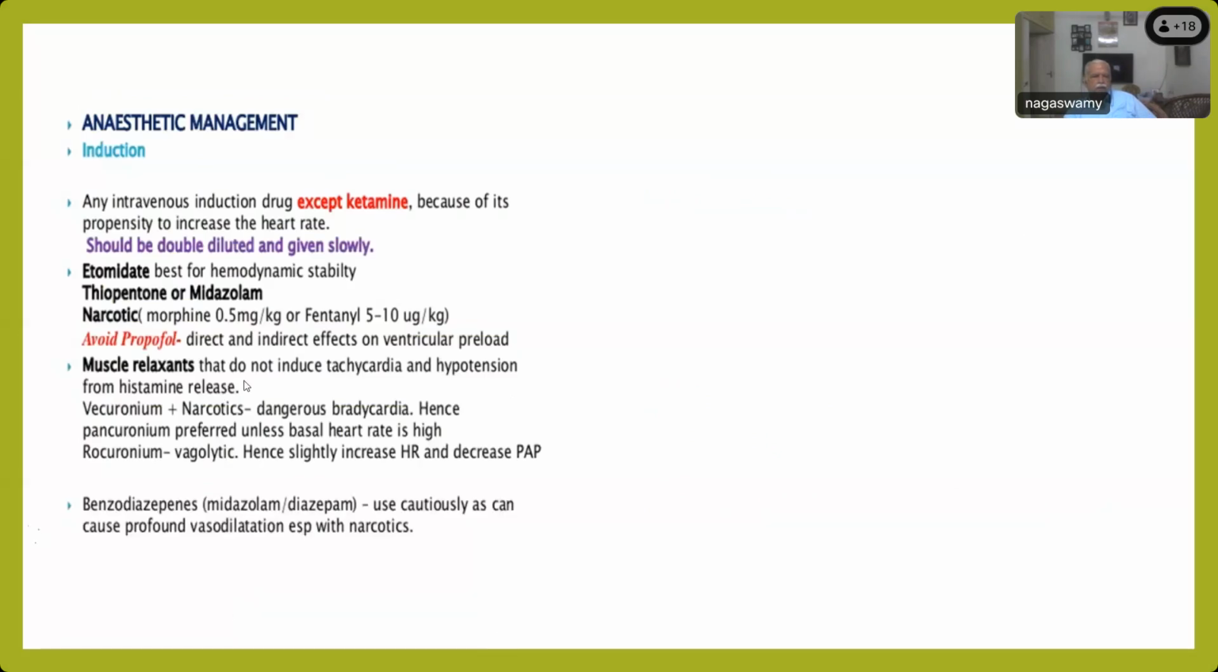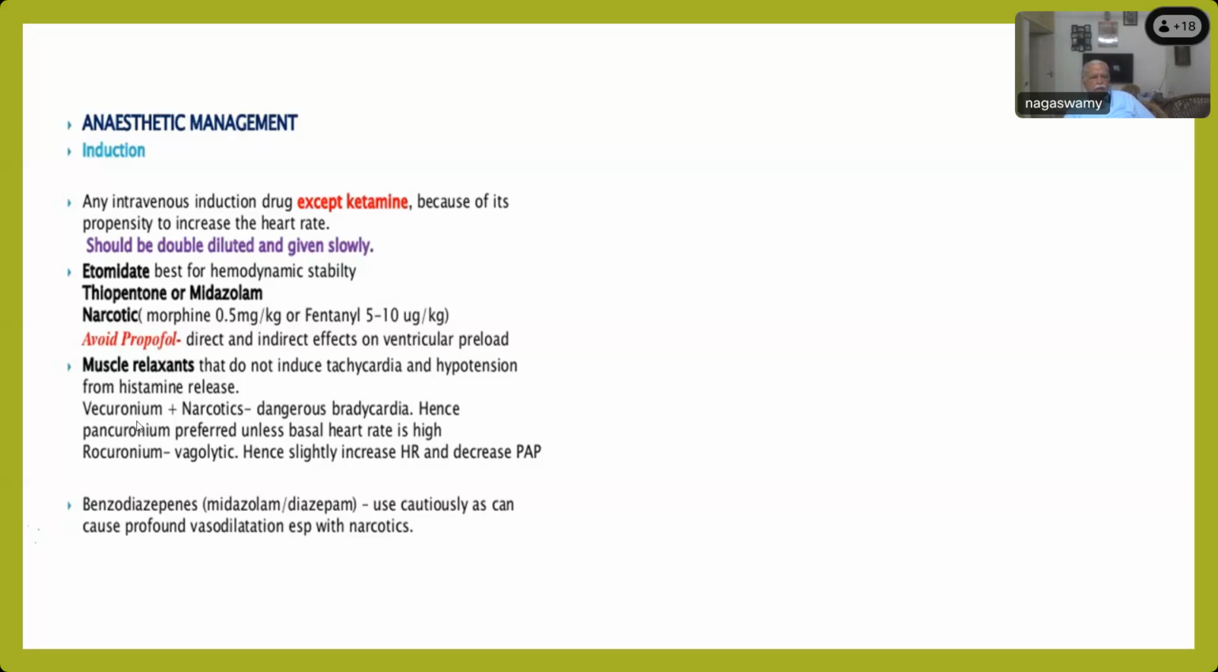And for induction, you can use etomidate or propofol in titrated doses, or thiopentone and midazolam. Narcotic of preference will be morphine and fentanyl. Rapid injection of propofol is to be avoided. Even though here it is written avoid propofol, if you give it in a very titrated slow fashion, you can induce the patient with even 0.5 to 1 milligram, because their arm to brain circulation time also will be low. So by giving rapid propofol, you will cause more damage, but slow propofol can be given.